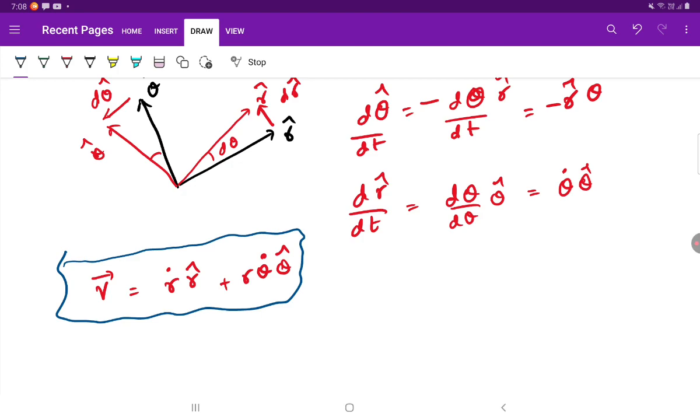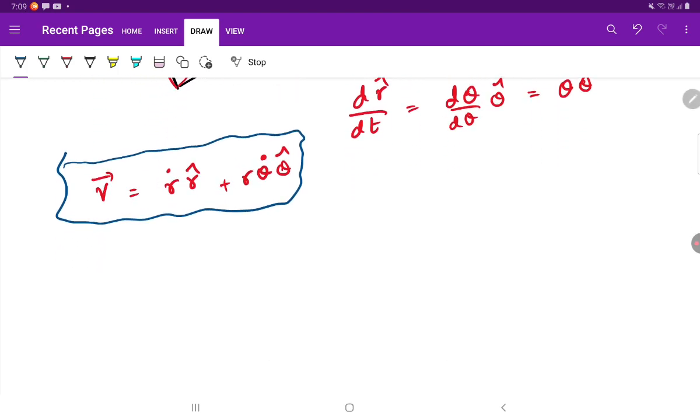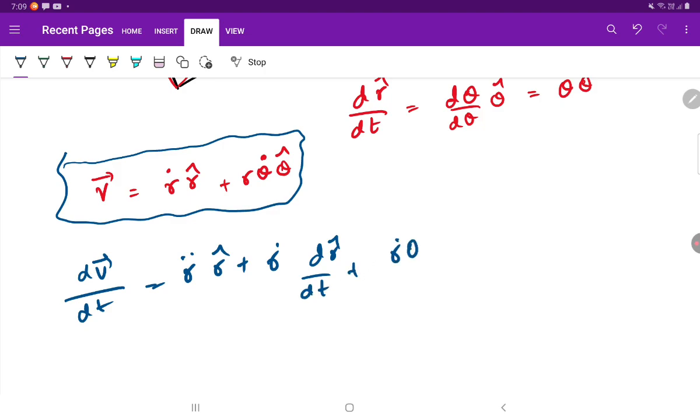Let's hop on to acceleration. So this dv vector by dt can be written as r double dot r cap plus r dot dr cap by dt plus r dot theta cap. Now this is a triple derivative. Observe that this next term, I'm not opening it right now. This is written as somewhat like this. Observe that this is a really big expression.